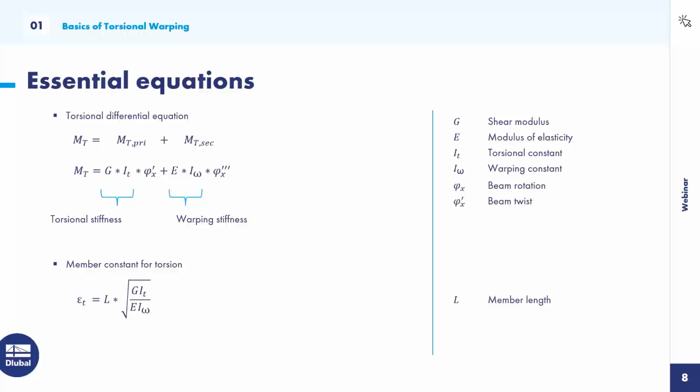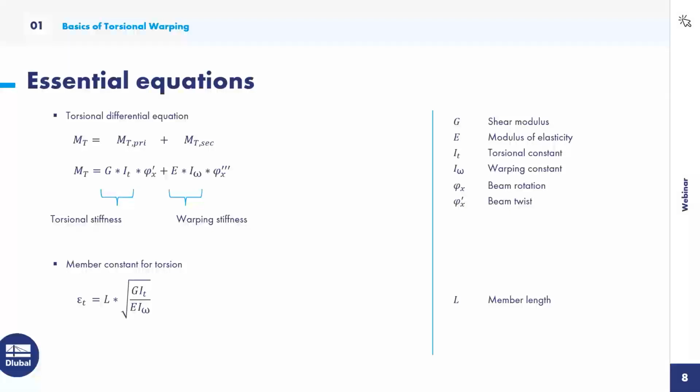A quick assessment of this torsional differential equation helps in this respect, because we can directly see that the primary torsional moment is related to the torsional stiffness, while the secondary torsional moment is connected with the warping stiffness here. Both parameters are constants for a given section and material, so the relative magnitudes of primary and secondary torsion should be largely dependent on the section choice.